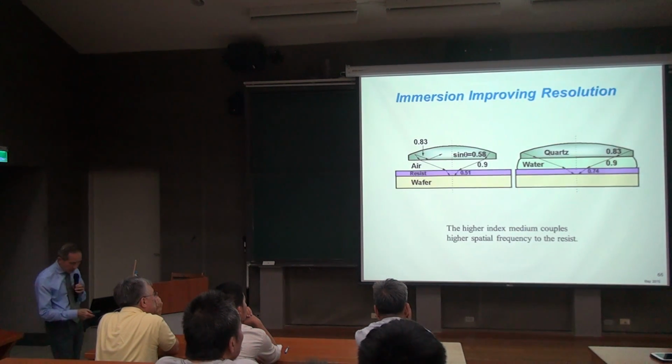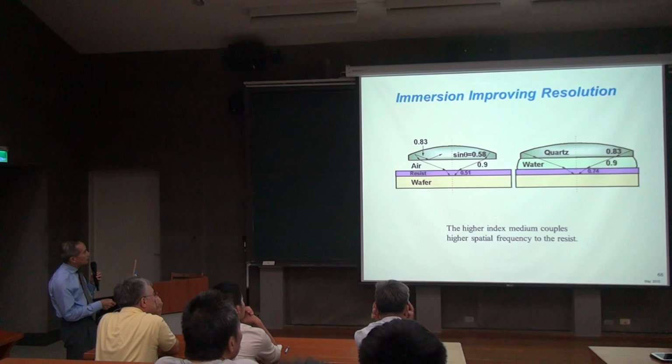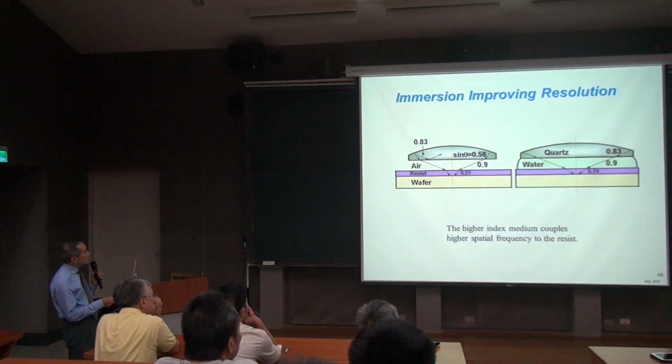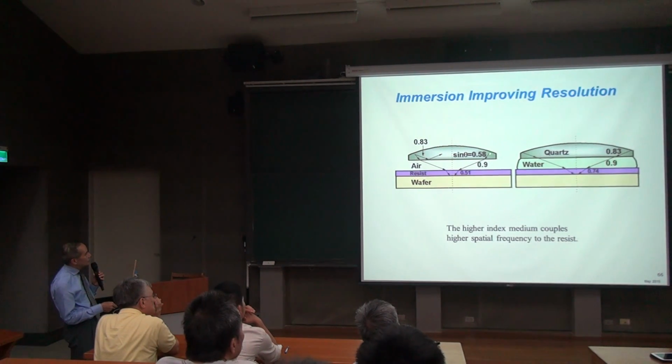And the theory is that if you don't have any water in here, if I'm pushing the angle to very high, let's say I'm pushing my angle to 0.83, it will not be able to pass through this combination. It will be totally internally reflected. The only thing that can go through is sin theta equal 0.58. Then you go through this media and go into the resist, which gives you a 0.51 angle.